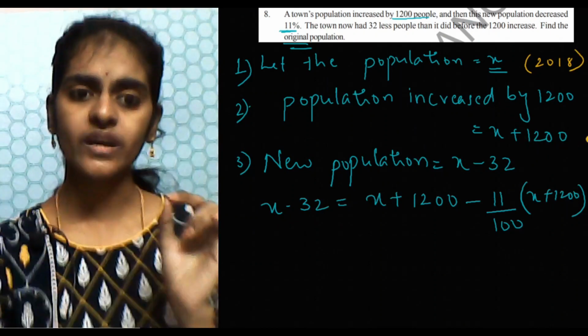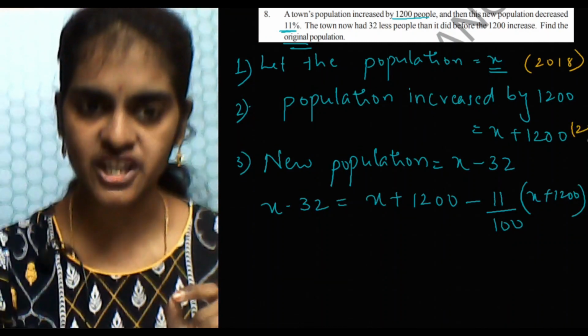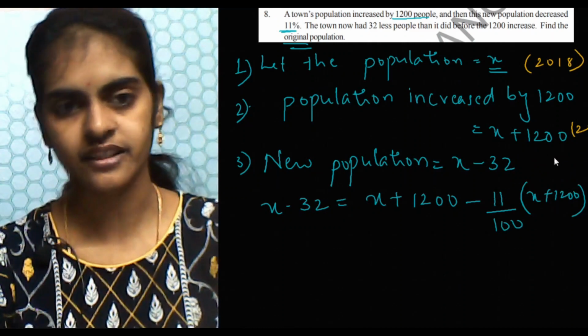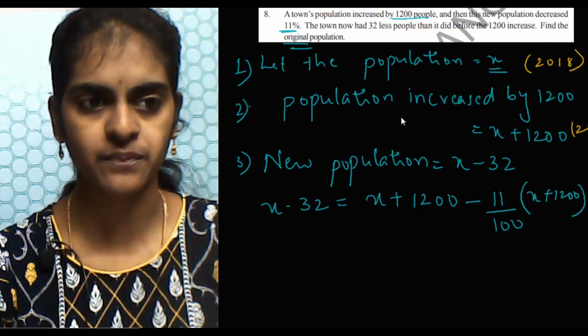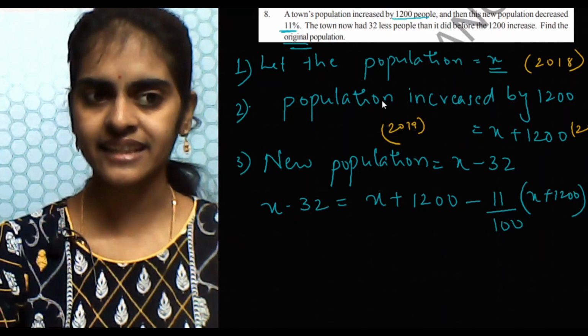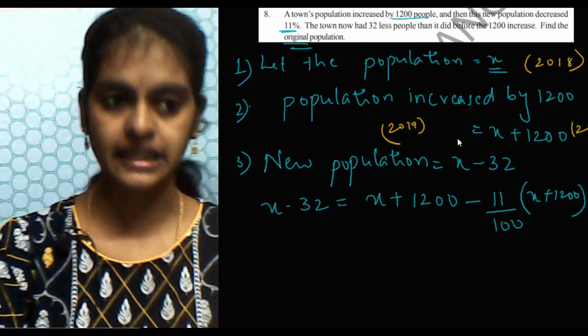Now in 2019 this population increased by 1200. So this is x plus 1200. In 2019 this has happened. For example, I'm giving you. So in 2019 the population increased by 1200.